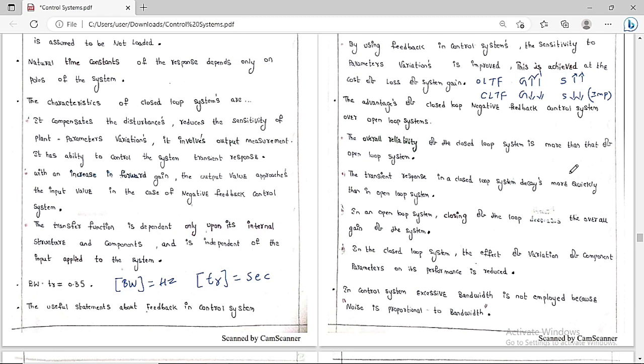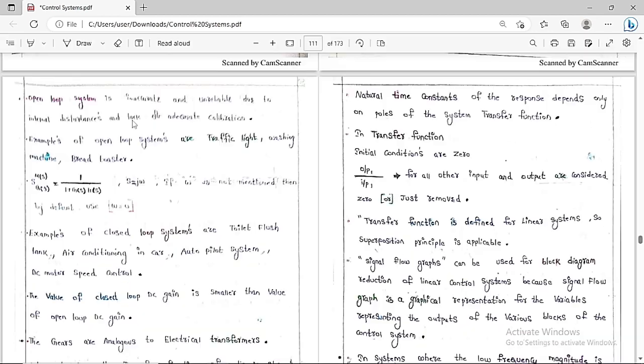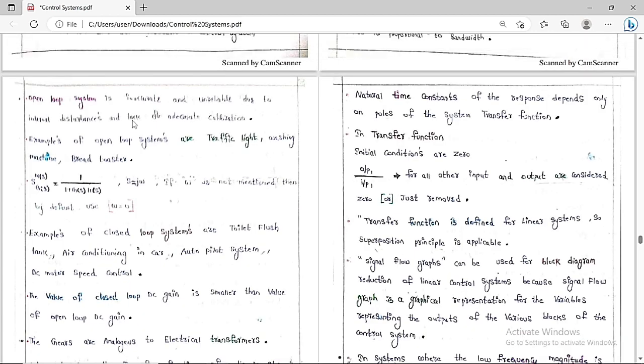As the noise is taken proportional to bandwidth, the more the bandwidth, the more noise is going to get added, and the system performance is going to decrease. That is the reason that in control systems we always prefer to choose low bandwidth. So this is an important point.